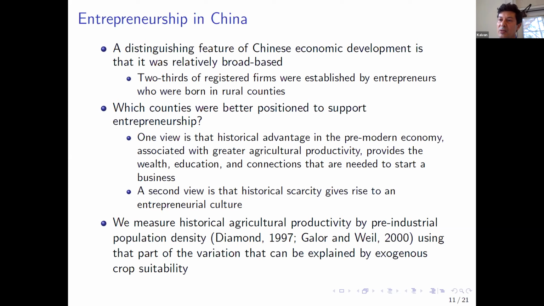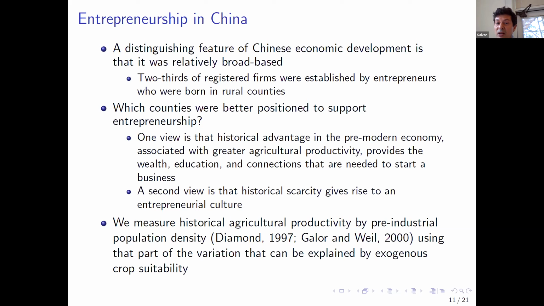And what you find is that 2/3 of registered firms were established by entrepreneurs who were born in rural counties. Now, there are 2,000 of these counties, and the first question to ask before I even think about networks is which counties were better positioned to support entrepreneurship. And one view would be that historical advantage in the pre-modern economy prior to industrialization, associated with greater agricultural productivity, would have provided the wealth, education, and connections that are needed to start a business.